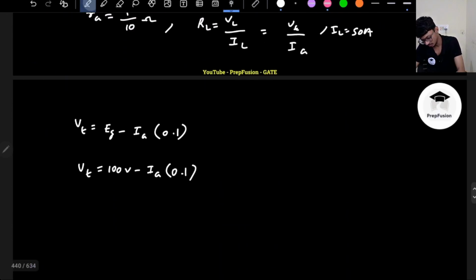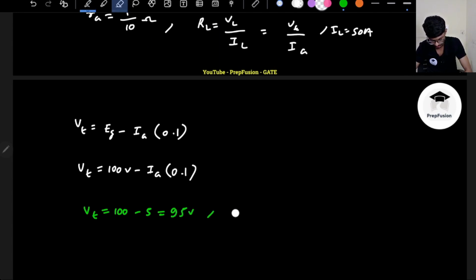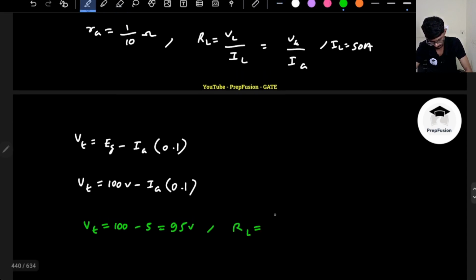So from here I can easily find out the value of Vt. So Vt will be 100 minus 5, that is equal to 95 volts. So my resistance RL will be Vt, that is 95, divided by the armature load current, that is 50. So the load resistance will be 95 divided by 50, which is 1.9 ohms. This will be the answer.